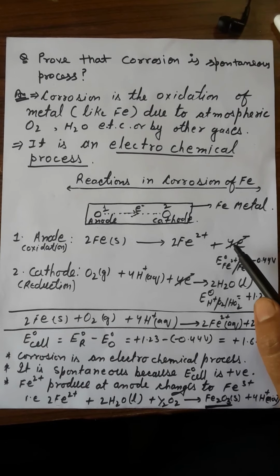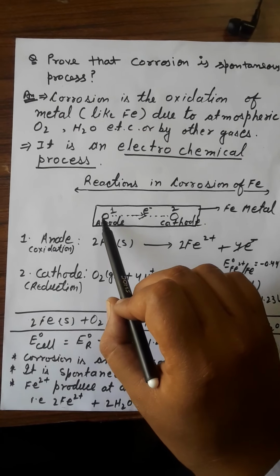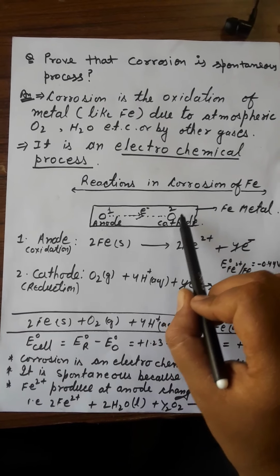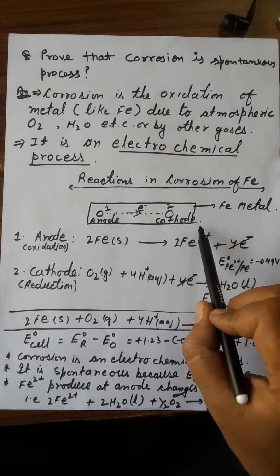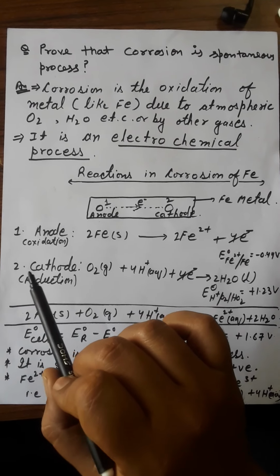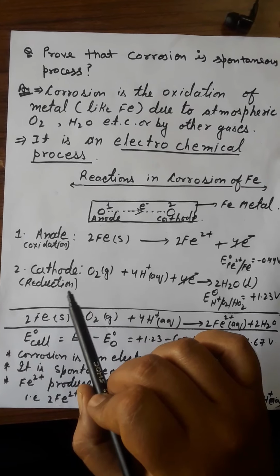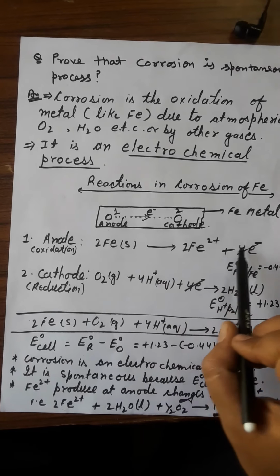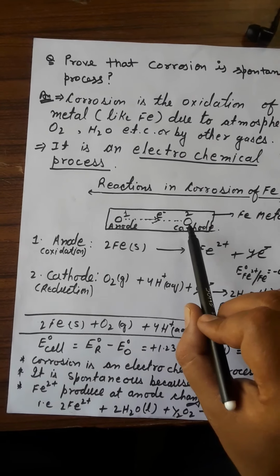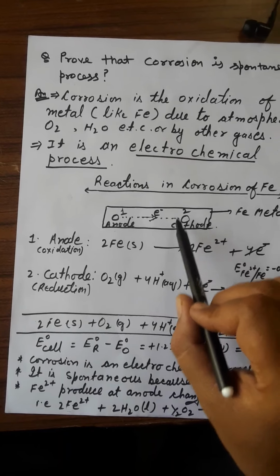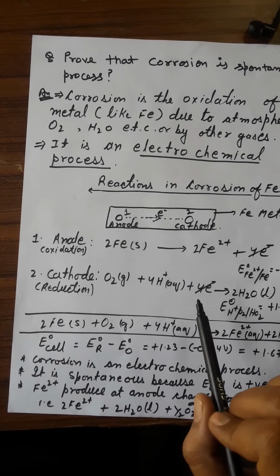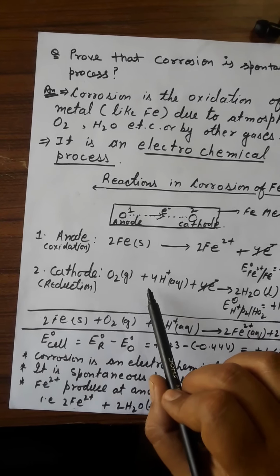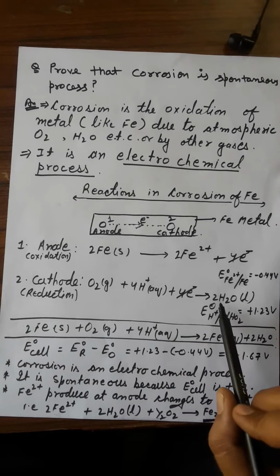Now what is going to happen to the electrons? The electrons from the anode are transferred to another spot on the same iron metal, and the other spot that I marked as 2 will act as a cathode. Now at the cathode the reduction will occur. The 4 electrons which come from the anode will shift to another point known as the cathode. What is going to happen in the cathode?